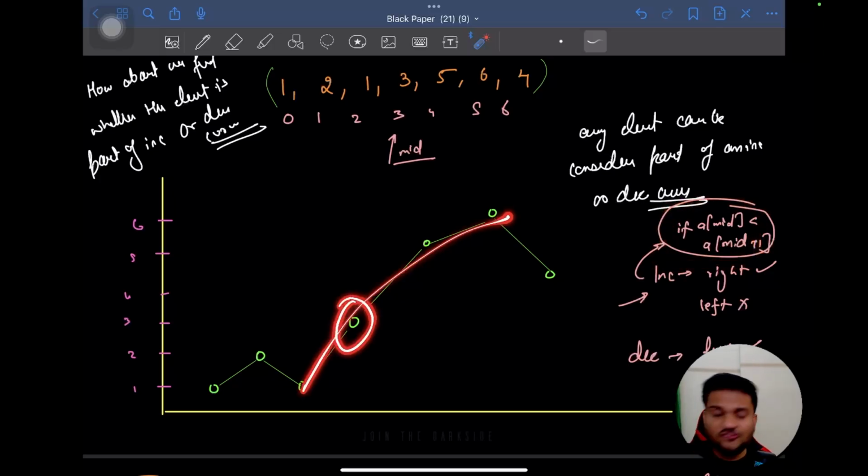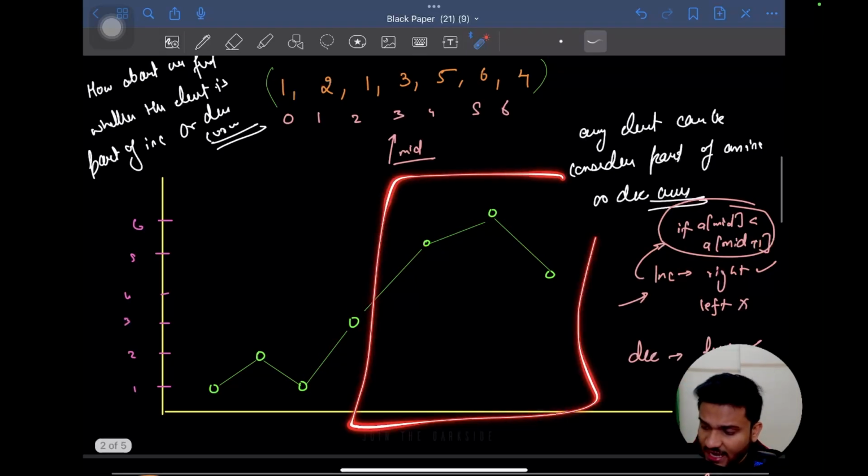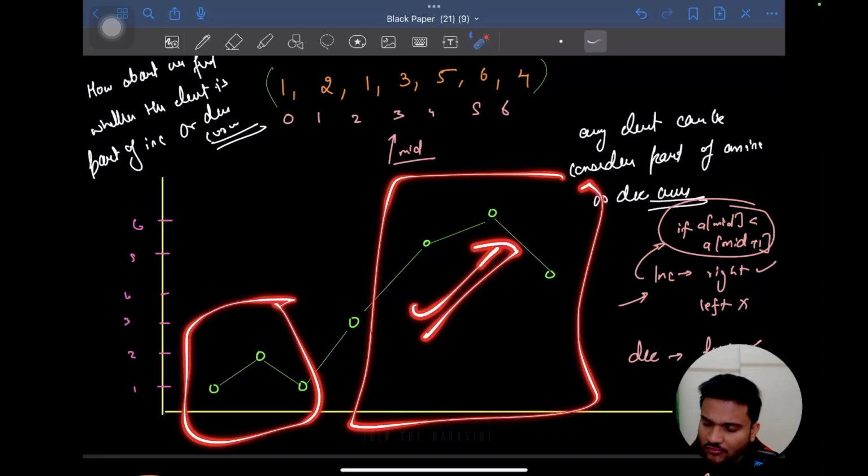Now, 3 is a part of an increasing curve. If 3 is a part of an increasing curve, we are definitely sure that on the right side, we will find some peak, but we are not sure about the left side. And this is going to be the partition criteria. This is going to be the criteria based on which we can actually divide our search space into 2 halves.